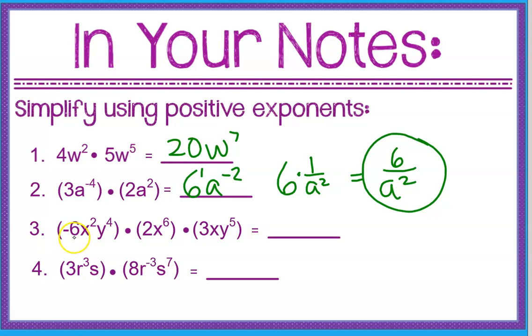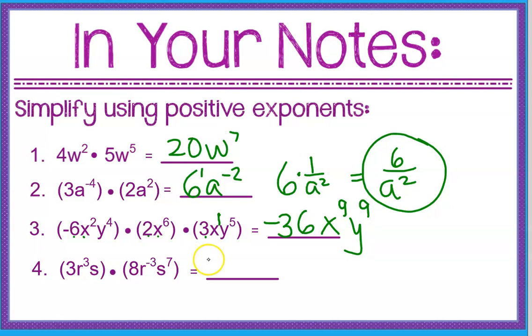For question number 3, my coefficients are negative 6, 2, and 3. That's negative 12 times 3, which is negative 36. I have variables of x to the 2nd, x to the 6th, and x to the 1st. That's 2, 8, 9. And then I have another variable of y to the 4th and y to the 5th, also 9.